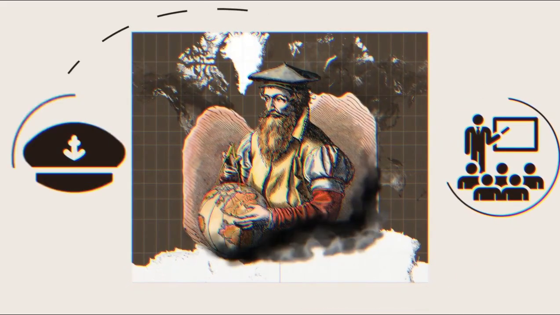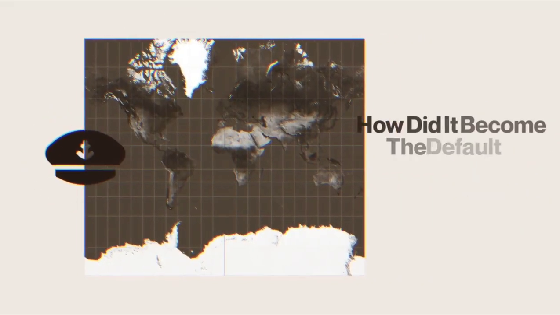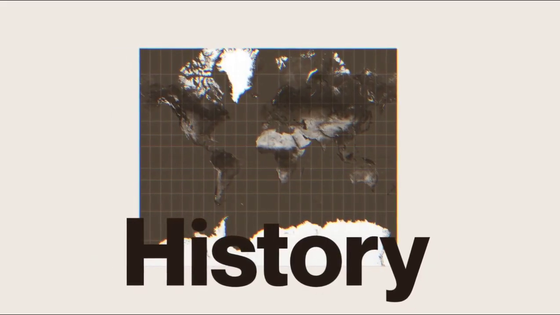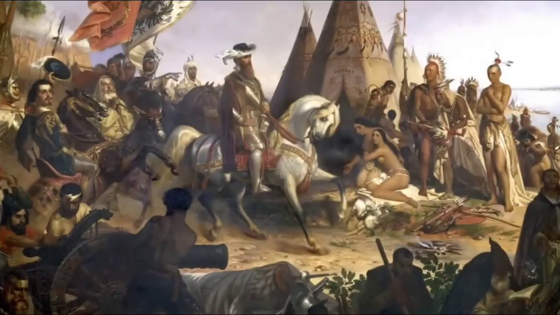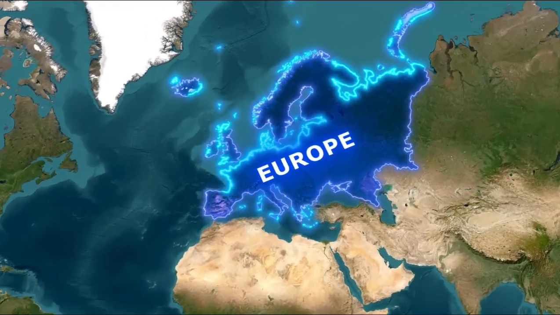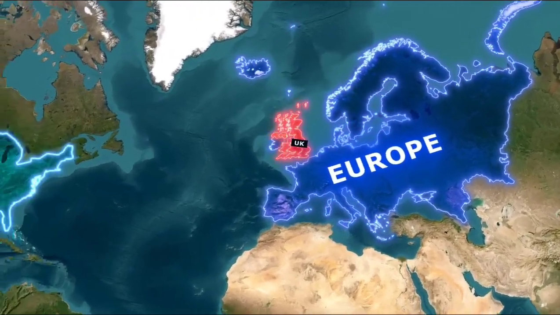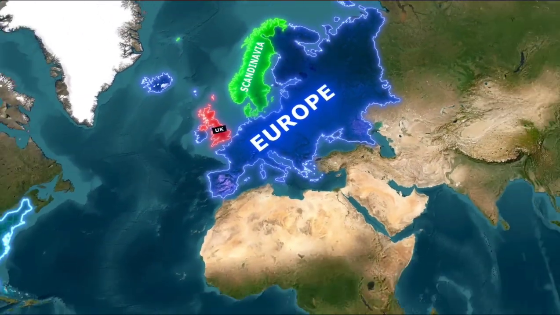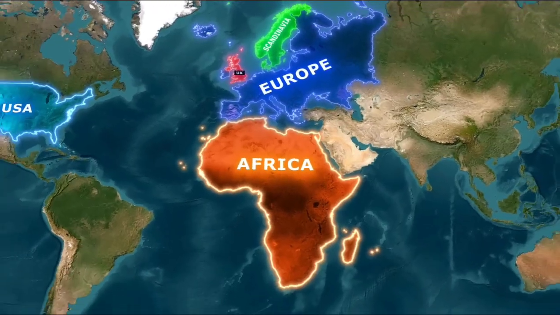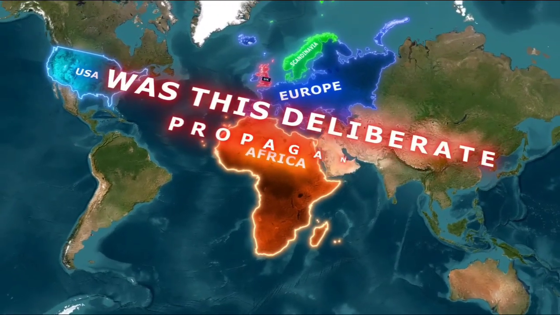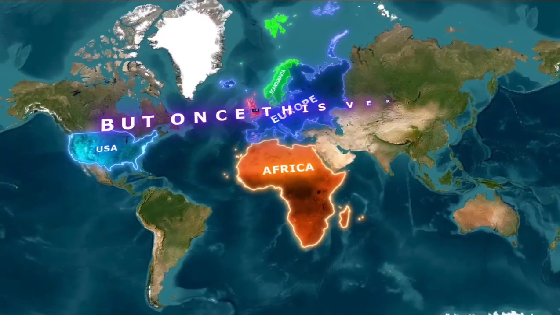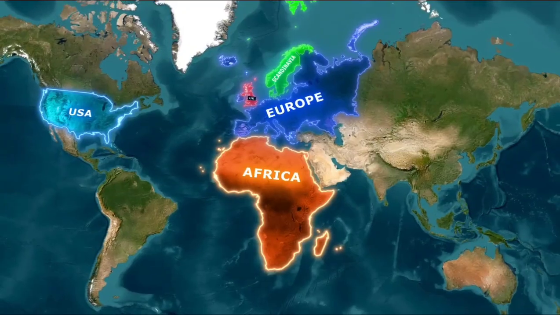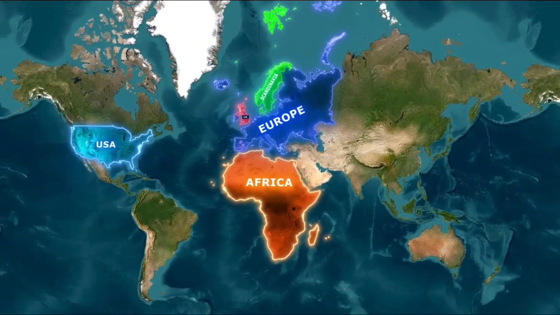So how did it become the default way of seeing the world? The answer again is in history. The Mercator map actually became popular during the era of European exploration and empire building. On this map, Europe looks big, powerful, and central. Britain, which is actually smaller than the U.S. state of Oregon, looks quite large. Similarly, Scandinavia also looks big. Africa, which is actually much bigger than all of these, looks normal-sized. So was this deliberate propaganda? Maybe not at first, but once this version of the world became the standard, it just became common, and it quietly created a hierarchy of countries and continents.